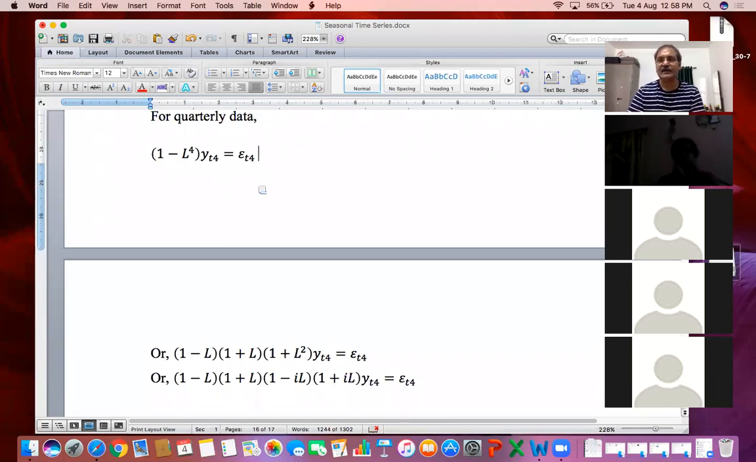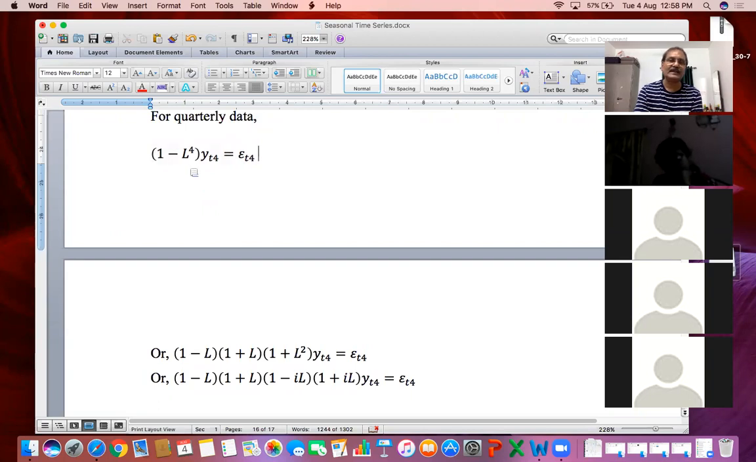So here you can find the difference between annual time series and quarterly time series. In the case of annual time series, what would be the expression for this part? Simply 1 minus L. So in that case, you have 1 minus L equal to 0, and the value of L equal to 1 indicates the value of the root is equal to 1. And this is the case for unit root.